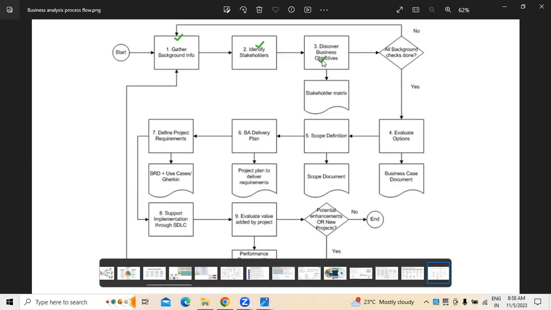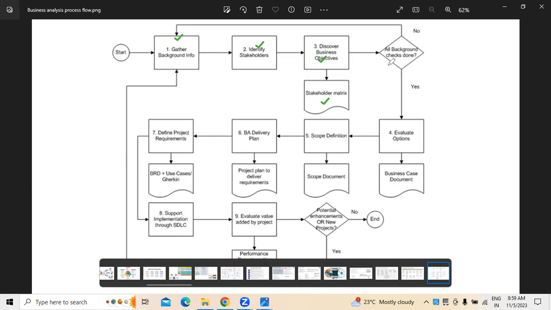So defining the business objectives. If you want to define the business objectives, what do you need to do? You have to do the stakeholder matrix. This is where I have told you, right? These two have connectivity. Because to identify the stakeholders, we use the power and interest grid. Once the stakeholder identification is done, we did the stakeholder matrix using RACI: responsible, accountable, consulted, informed, right? This is where generally the stakeholder matrix comes into the picture. Understand, right? Okay.